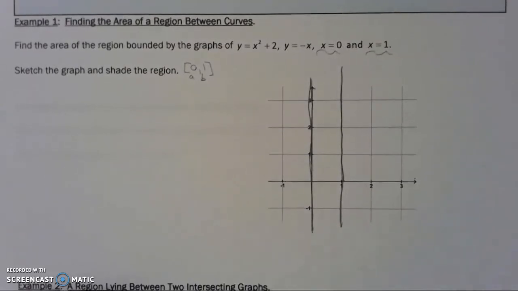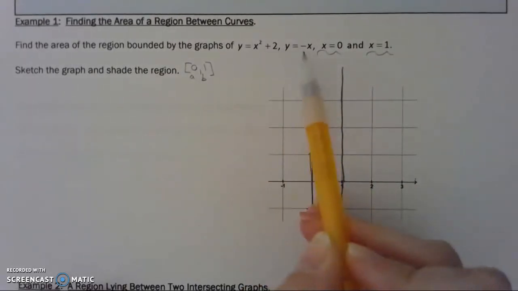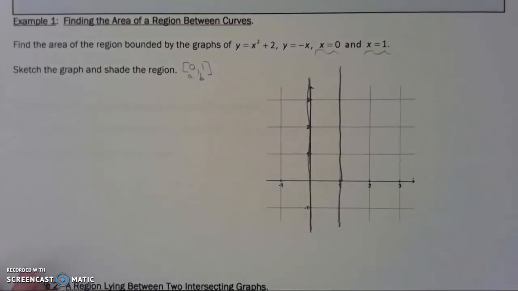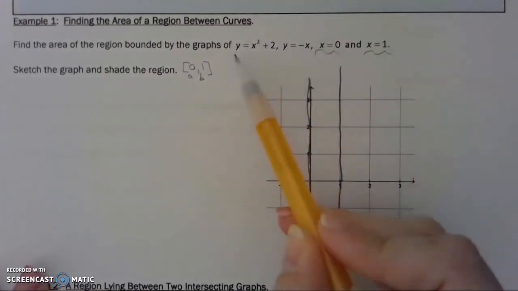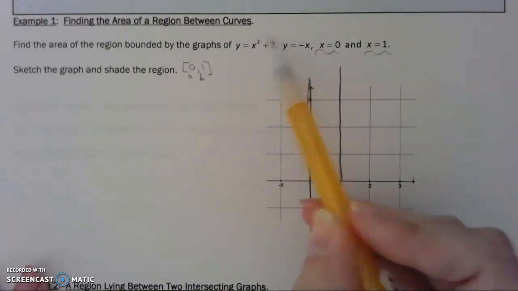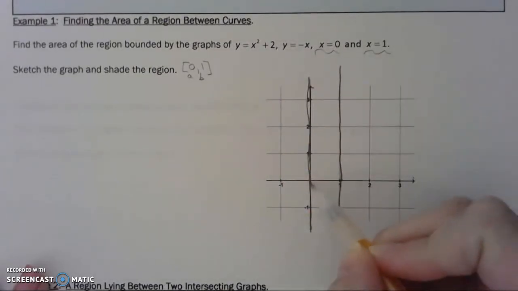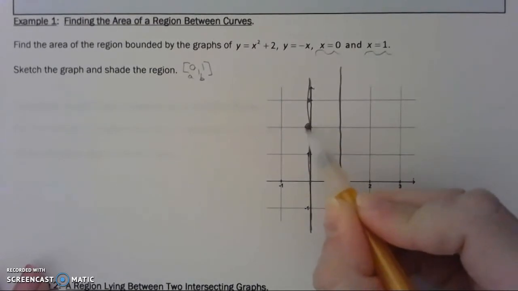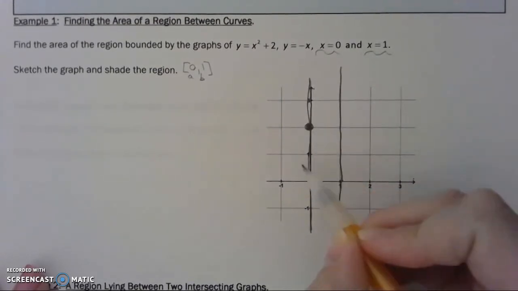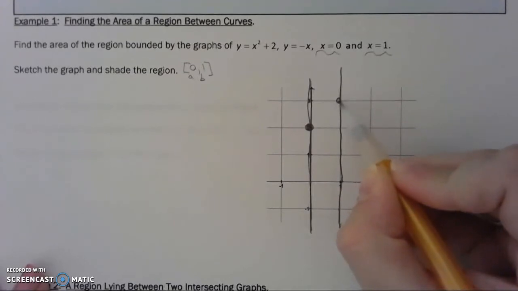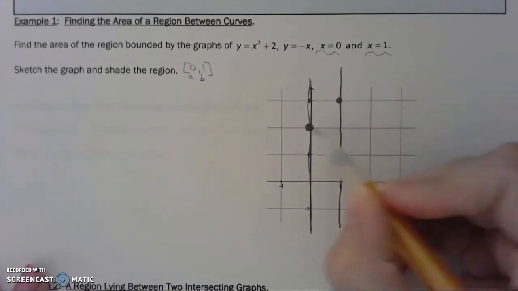Okay. Then the other two, our actual functions, are going to give us our top and our bottom piece. So let's do y equals x squared plus 2. This is the normal quadratic function shifted up 2. So instead of going through 0, 0, it's going to go through 0, 2. And instead of at 1, 1, it's going to be up here at 1, 3. So I'm really only concerned with this piece of the graph.